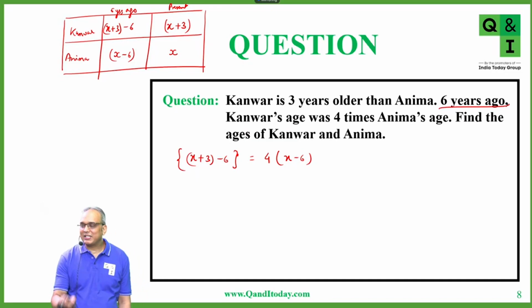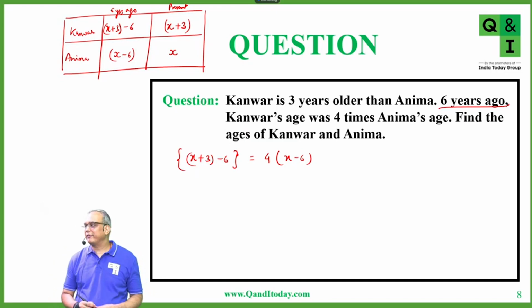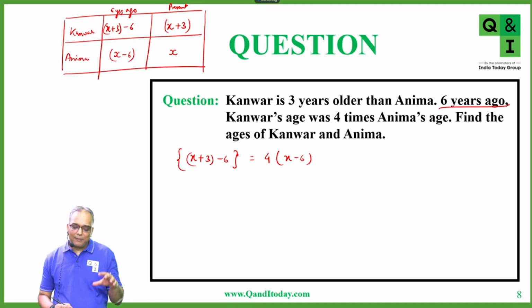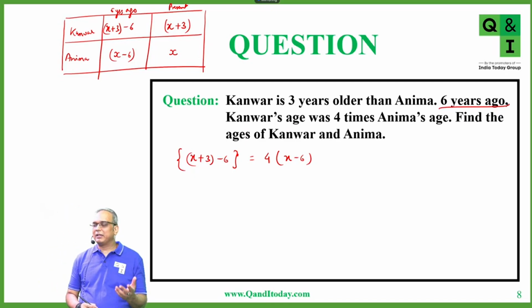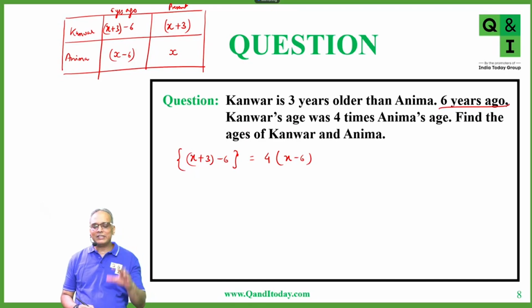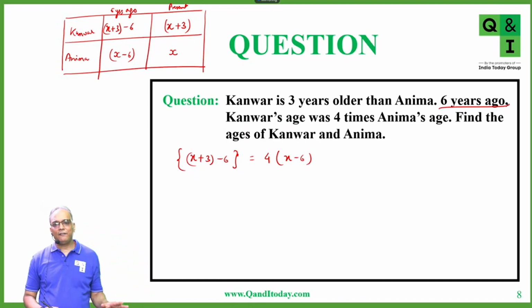Is this equation clear to everyone and the table clear to everyone? Making a table is very important. See, this was easy. You could have done it without making the table, but when things are complicated, you will always have to make the table. It will make your life easier and you will not make any mistake.